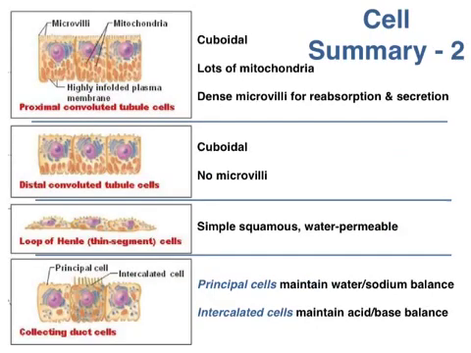In the proximal convoluted tubule, you have cuboidal cells with lots of mitochondria to make ATP to drive active reabsorption, and dense microvilli to increase the surface area for reabsorption and secretion. In the distal convoluted tubule, you have cuboidal cells but no microvilli because there's a lot less reabsorption here. In the loop of Henle, you have thin segment cells that are simple squamous and water permeable, and the thick segment cells are cuboidal. Lastly, in the collecting duct, you have both the principal cells and the intercalated cells.